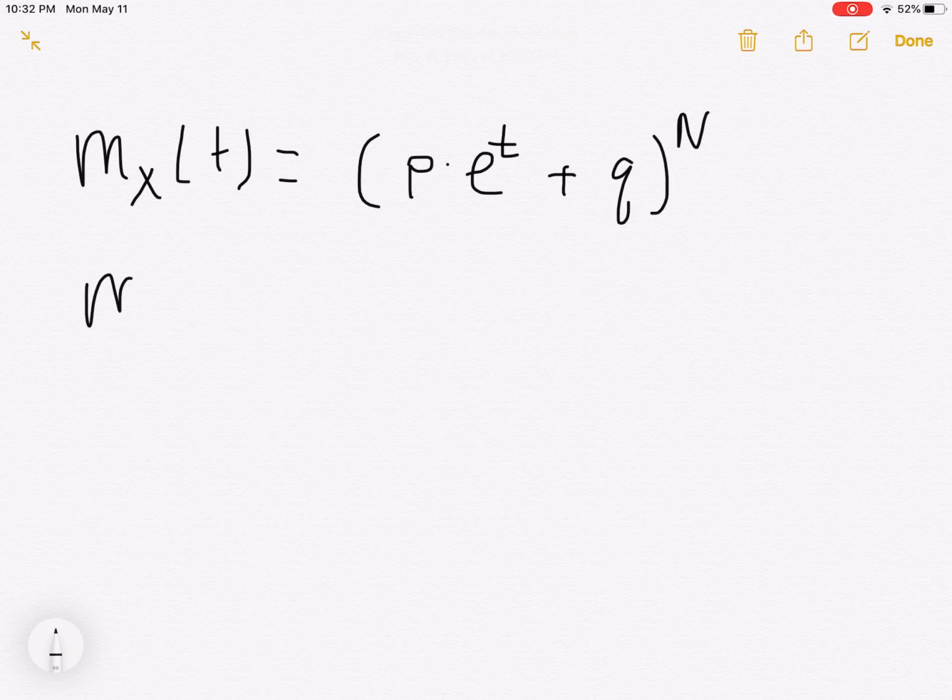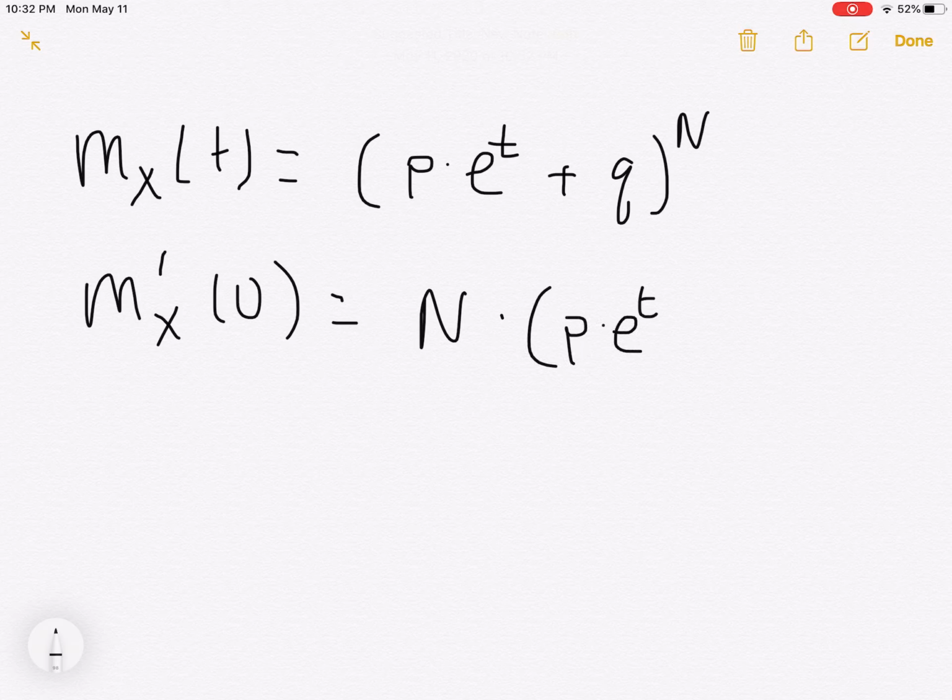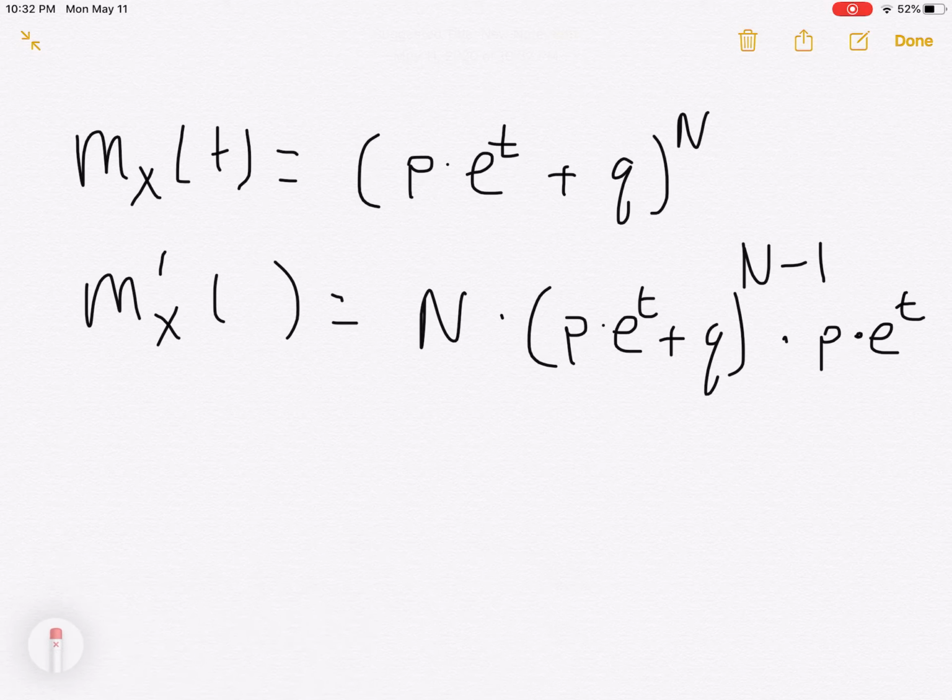And if I want to take this derivative, well, that's just simple calculus. Bring the exponent down: n times p e to the t plus q, to the n minus 1, using the chain rule. But now I have to multiply by the derivative of what's inside. The derivative of p e to the t is p e to the t, and the derivative of q is 0, because it's constant. And this is the derivative, not yet evaluated at 0. Now we're going to evaluate this at 0.